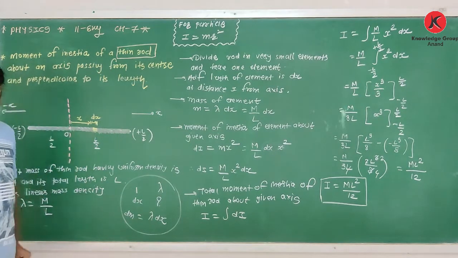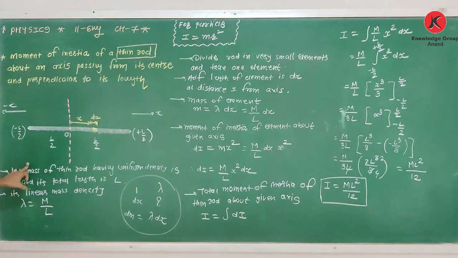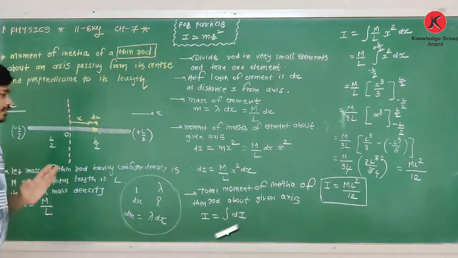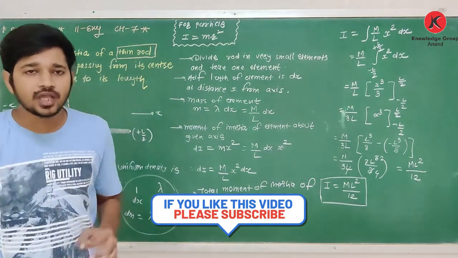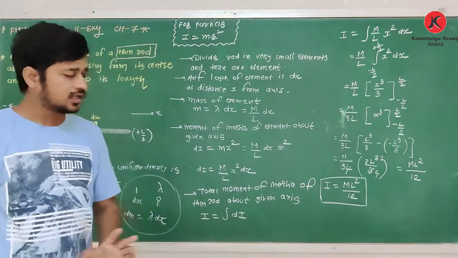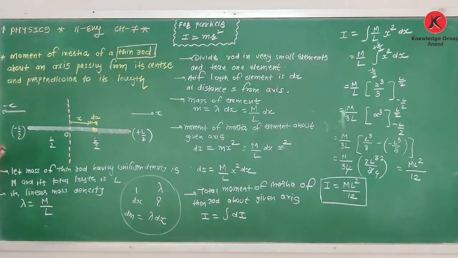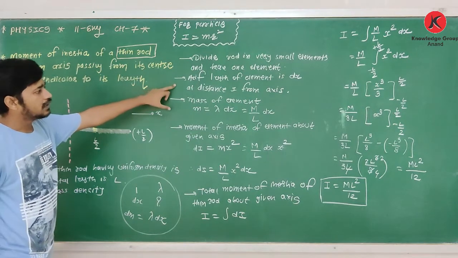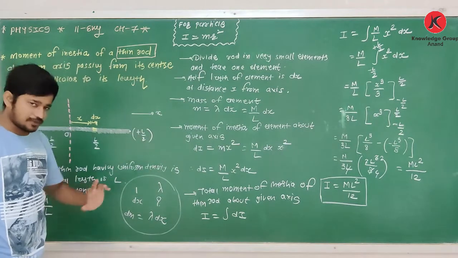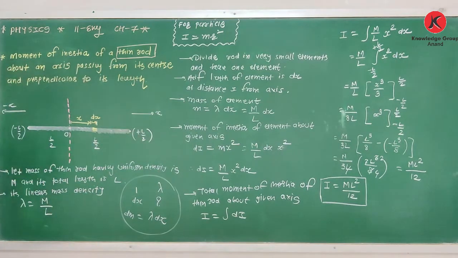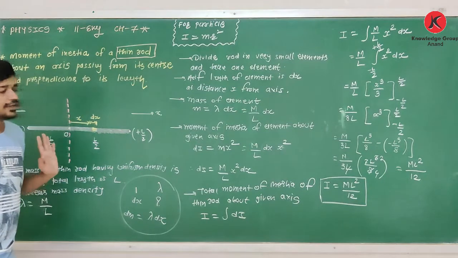You are given one thin rod. Its mass is given, its length is given. Find the linear mass density because it is a linear object. We have to find the moment of inertia about this axis, but we know the equation for a particle only. Then how to find it? Assume that this object is made up of very small elements. We can consider small elements as particles. So out of all the small particles, take only one particle, assume its length and distance, find its mass, find its moment of inertia. Then to find the moment of inertia for the whole object, you have to take its integration.